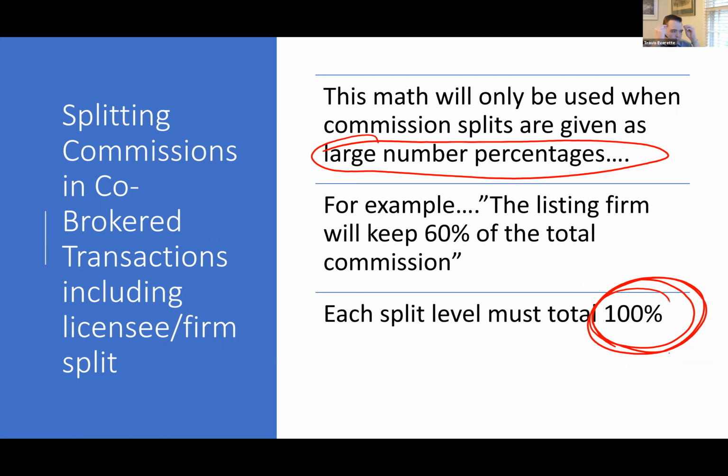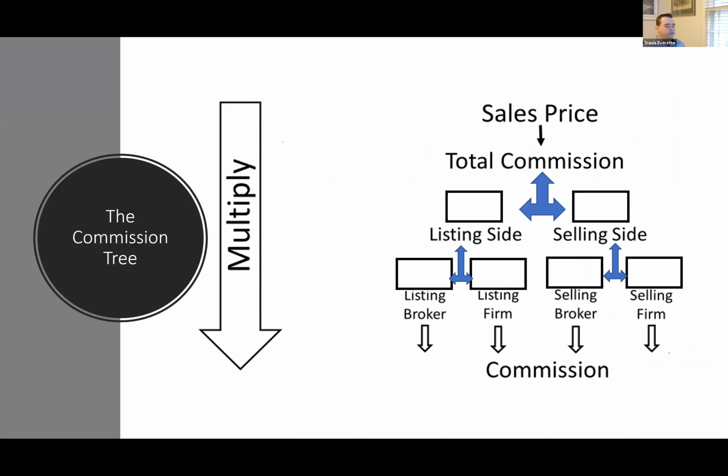And your signal for that is going to be, oh, that's a big percentage number. That's 20%. That's 30%. That's 40%. That's 50%. That's too big. So it's got to add up to 100%. Here's what it looks like visually to add that other split level. And here's what I'm telling you is true about splitting these things out.